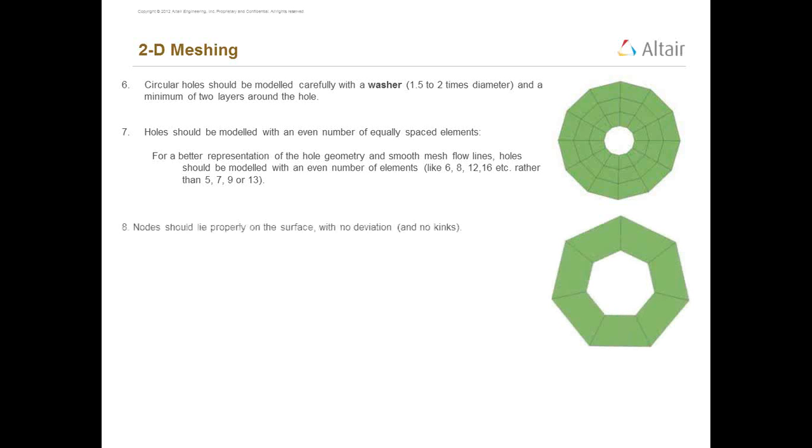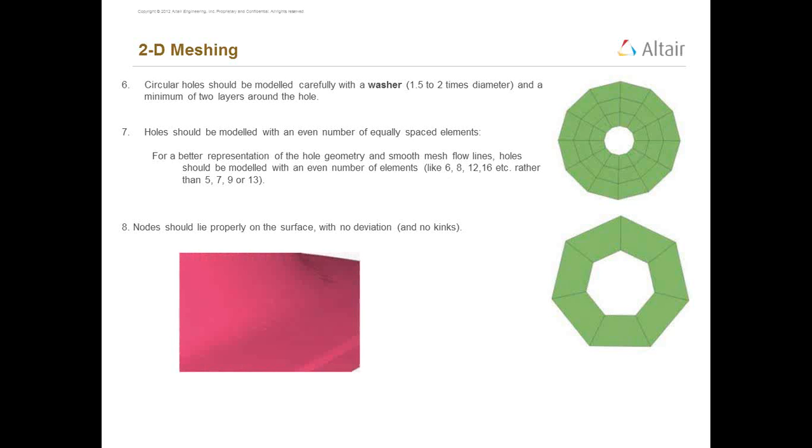Nodes should lie properly on the surface with no deviation and no kinks. As you can see, there are some kinks, so these nodes are coming out of the surface. This should not be done. It should be properly on the surface. To check this in HyperMesh, switch off the element mesh lines and observe the contour, in particular at curvatures. Kinks as shown above are not acceptable.